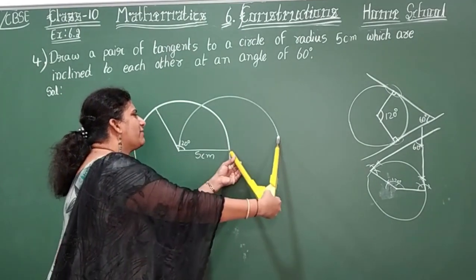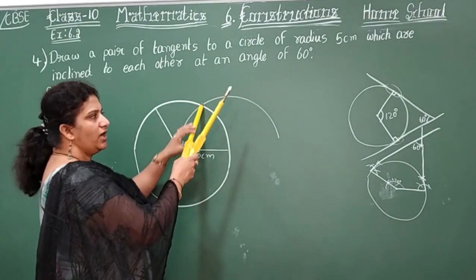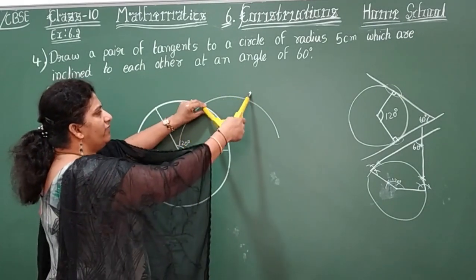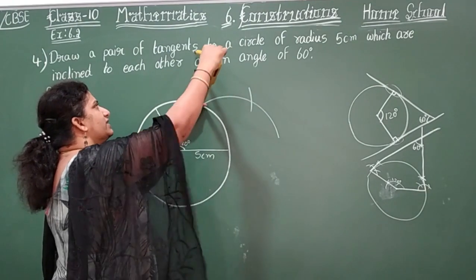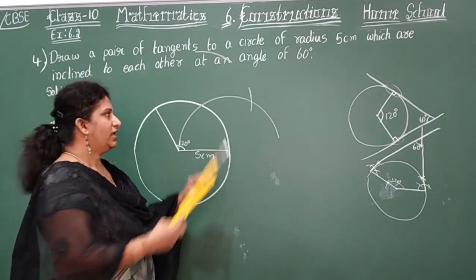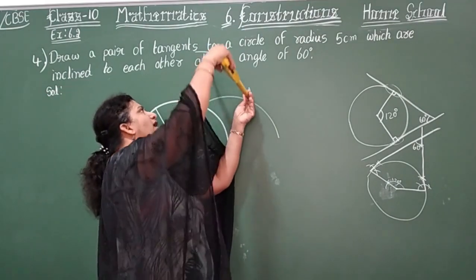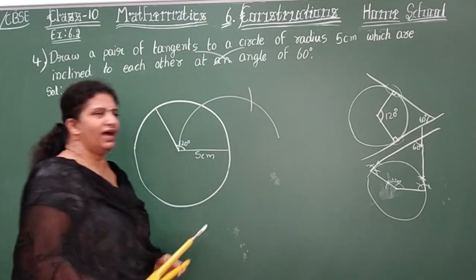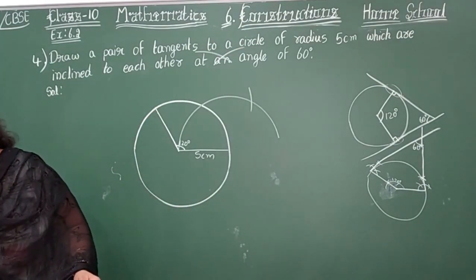Draw a semicircle. Now lift the point from here to here. Okay? Now draw an arc on the semicircle and above the semicircle. Now keep this point here and cut this arc. Okay, one tangent is already done.